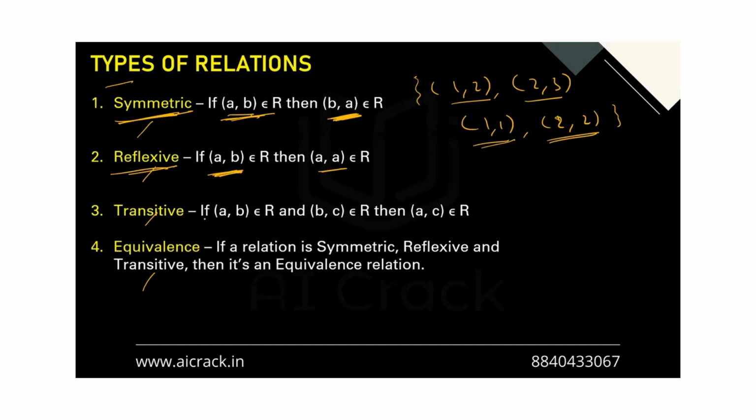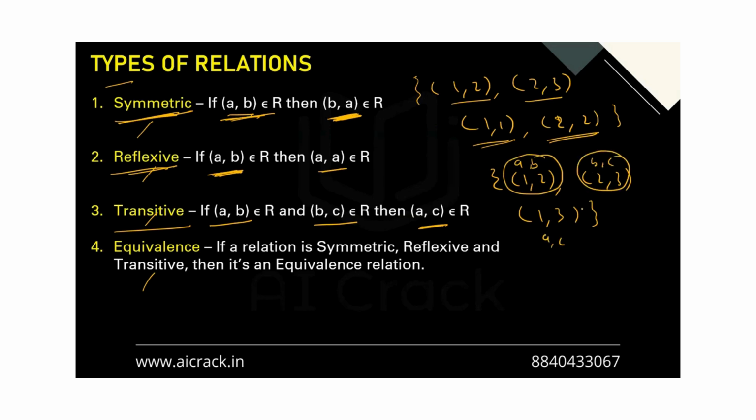Now, if we talk about transitive, that is the trickiest one. So that says if we have a comma b and also we have b comma c, in that case, for it to be transitive, we should have a comma c in the relation as well, right? What do we mean by that? Let's say we have a relation 1 comma 2, 2 comma 3 and 1 comma 3. So we have a comma b over here, we have b comma c over here, and also we have a comma c. Now given that these two are present, in that case, if this is present, then it would be a transitive relation. If this is not present, let's say this is 1 comma 4, in that case it won't be a transitive relation.